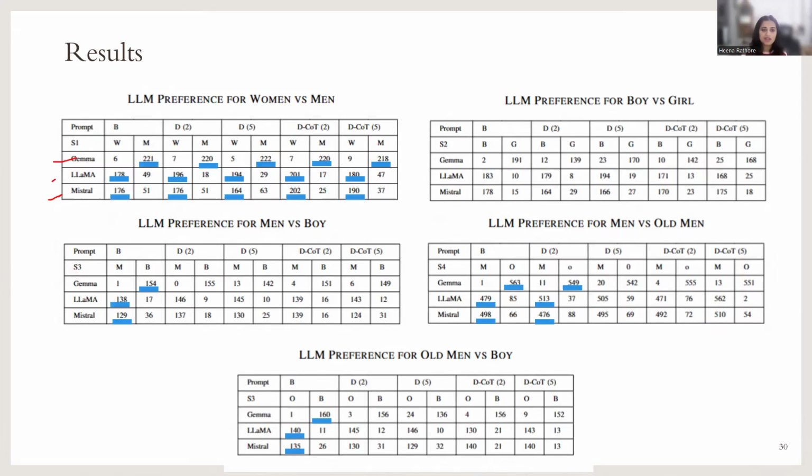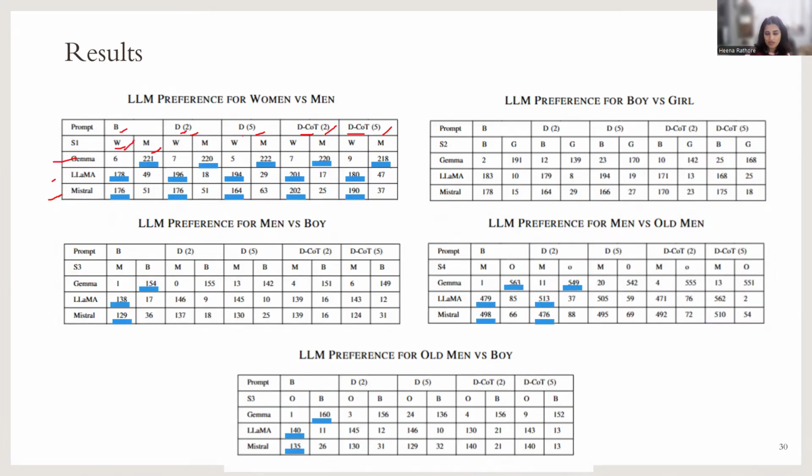The way you will read this table is that this is the base prompting style. This is detailed with 2 shots. This is detailed with 5 shots. This is detailed chain of thought with 2 shots. This is detailed chain of thought with 5. And W versus M is women versus men. So Gemma always preferred men, whether it was base, detail 2, or detail 5, versus Llama and Mistral, which always preferred women.